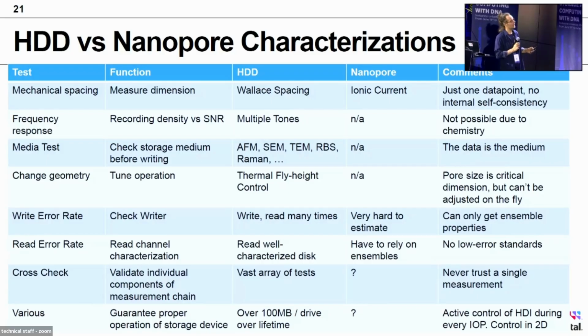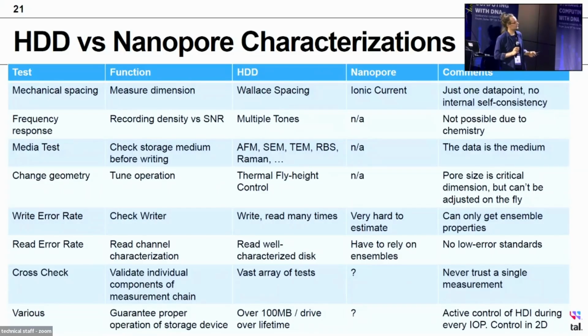Media tests: the hard disk drive media are tested with every surface analytical technique on the planet. Yeah, we have a whole building full of all these tools. Of course, with a nanopore, there isn't really a medium. No, the data is the medium, so there isn't really much to test if it's good or not. We have the geometry. We can tune the thing on the fly in the hard drive, and that actually happens. In the nanopore, we can't tune anything there.